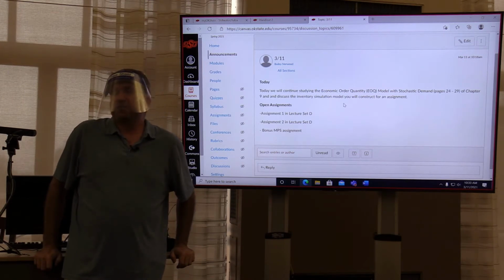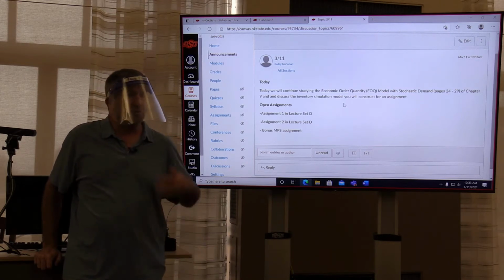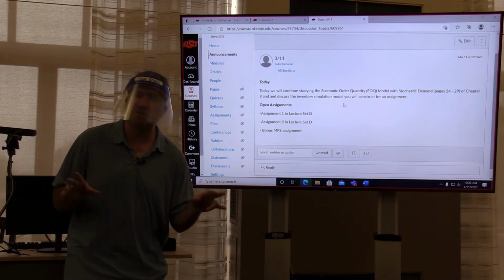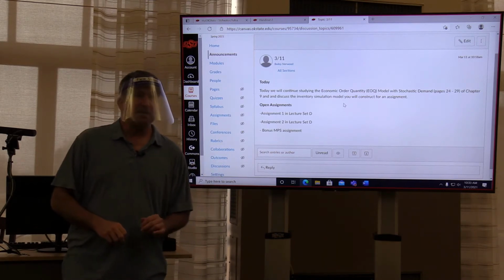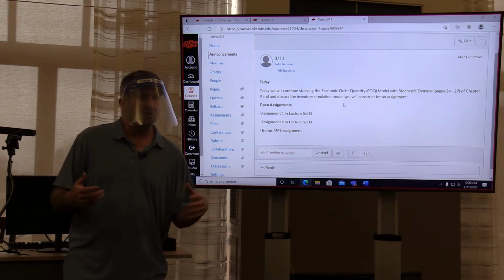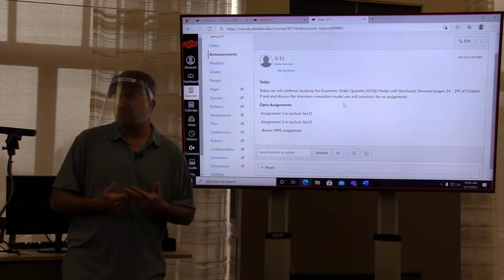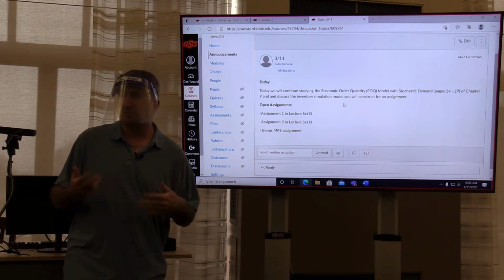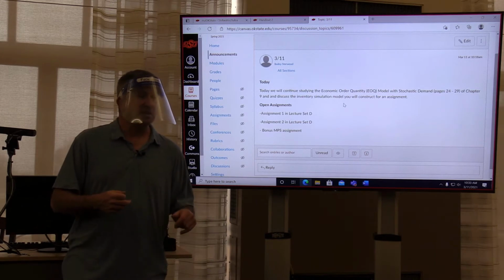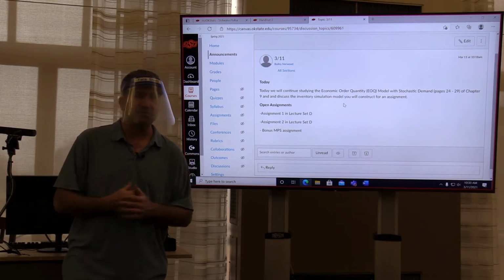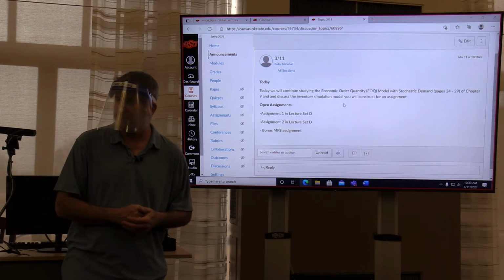And today first thing we're going to do is a brief review of what we did last time. We're just going to do another problem similar to one we did last time, where we had the economic order quantity model with stochastic demand. And then we're going to look at an assignment where you build an inventory model spreadsheet. That's an alternative way of making inventory decisions. There's going to be a whole video for you on how to do it, but I want to go over it as well. So those will be the 2 things we do today.